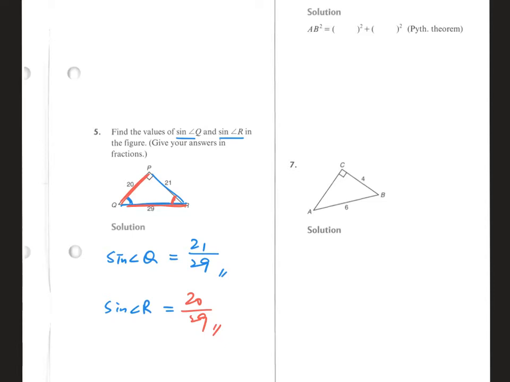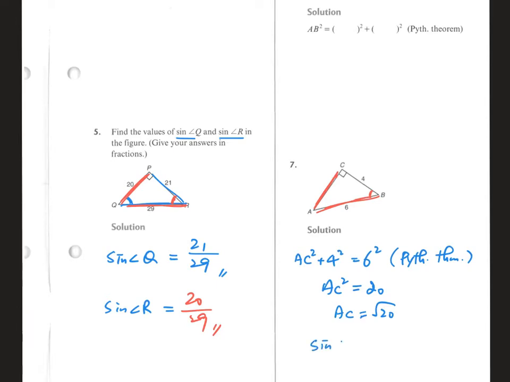In some situations, you may need to do the question together with Pythagoras theorem. For example, number 7 is talking about sine angle B. Opposite to it is AC. The hypotenuse is 6, but AC is missing. So first of all you need AC squared plus 4 squared equals 6 squared by Pythagoras theorem. By calculator, AC squared is 20, so AC is square root 20. You need not simplify it at this stage. Sine angle B is equal to square root 20 over 6.